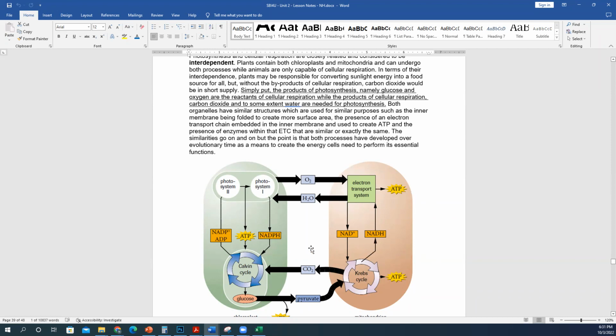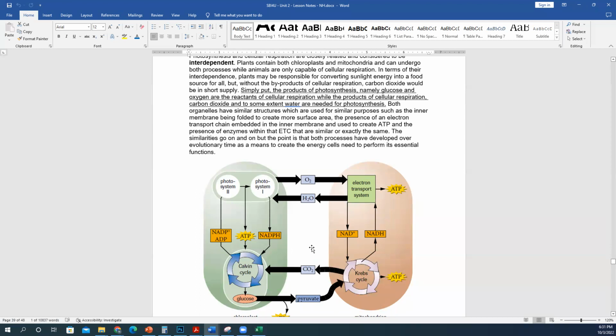So essentially, the products of photosynthesis, especially glucose and oxygen, are the reactants that are necessary that feed into cellular respiration. While the products of cellular respiration, such as carbon dioxide and to some extent even water, these are products that are needed for photosynthesis.